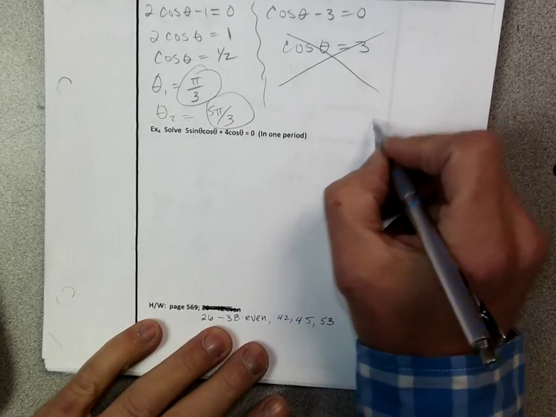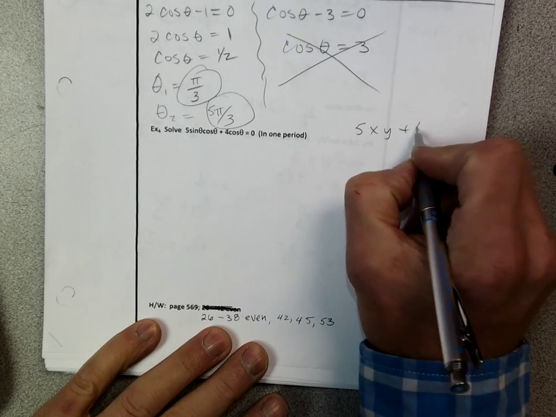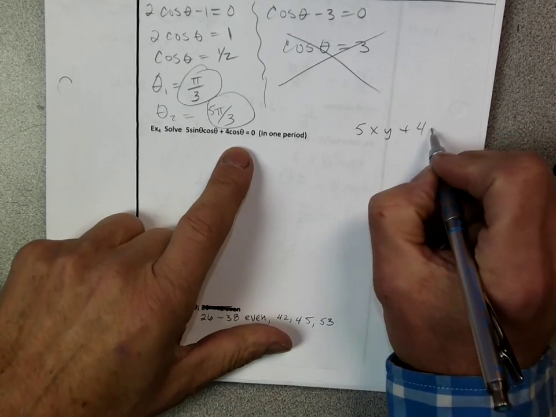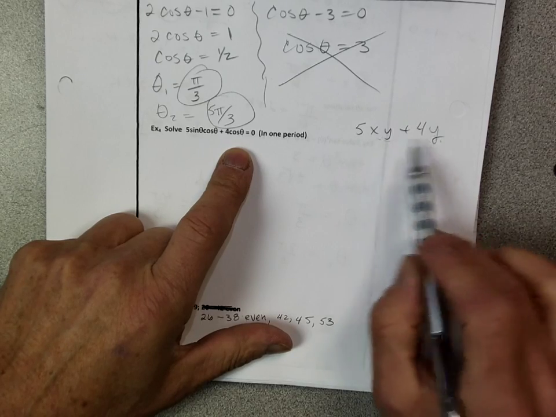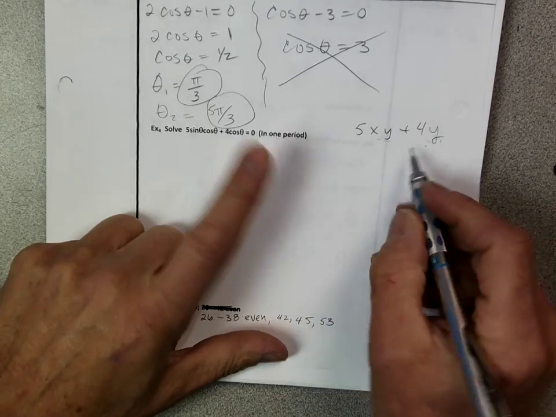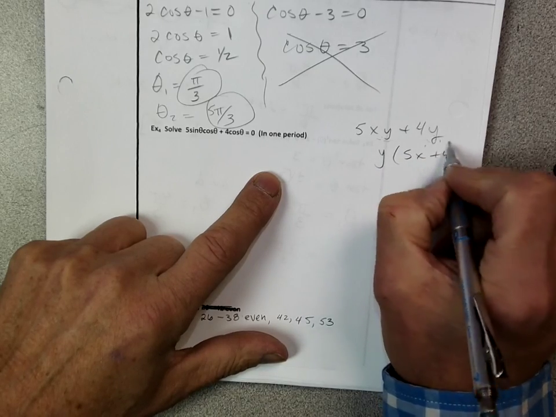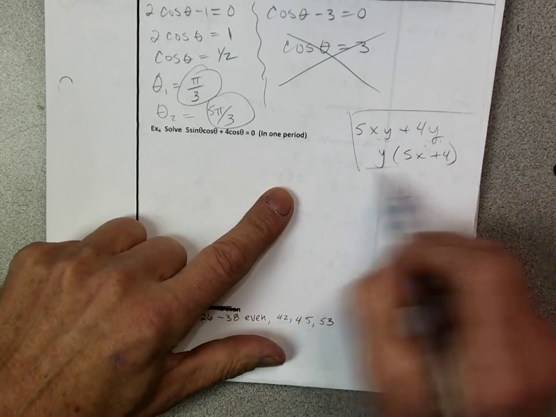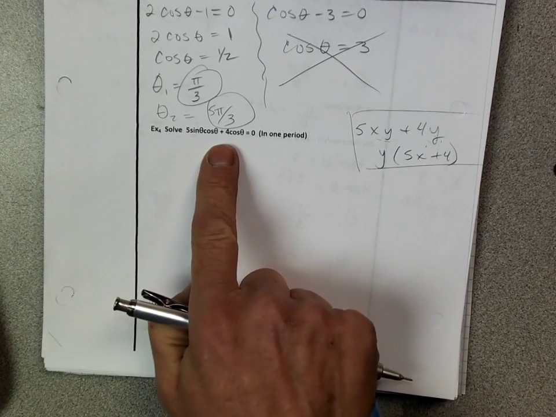So if I did a little side work, if I really had 5xy plus 4y, then obviously they have a y in common, right? You need to factor out the y. We're left with 5x plus 4. But that's my side work. I don't really need that because what I'm really doing is sines and cosines. So let's look at it.